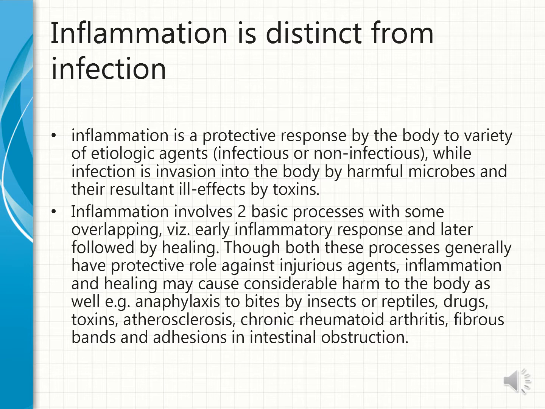Inflammation involves two basic processes with some overlapping: the early inflammatory response, later followed by healing. Though both these processes generally have a protective role against injurious agents, inflammation and healing may cause considerable harm to the body, for example, anaphylaxis to bites of insects or reptiles, drugs, toxins, atherosclerosis, chronic rheumatoid arthritis, fibrous bands, and adhesions in intestinal obstruction.